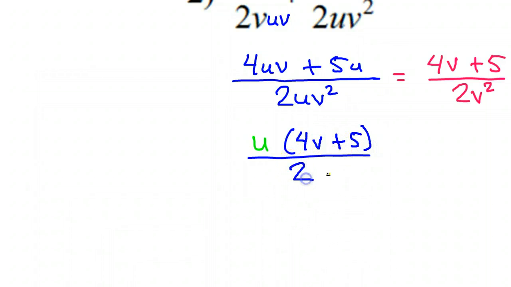Meanwhile, in the denominator, I have 2uv squared. Alright? I colored them both green to make it obvious that I have a u in the numerator and a u in the denominator. So since this is all multiplication, this is connected by multiplication, I'm allowed to cancel these u's out. So you can think of it as dividing this u by this u. Those are canceling out, and that is going to then leave you with your answer, 4v plus 5 over 2v squared.